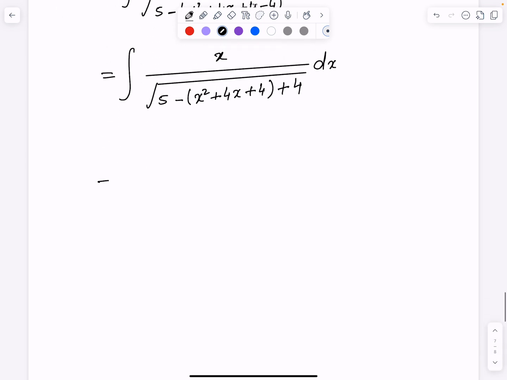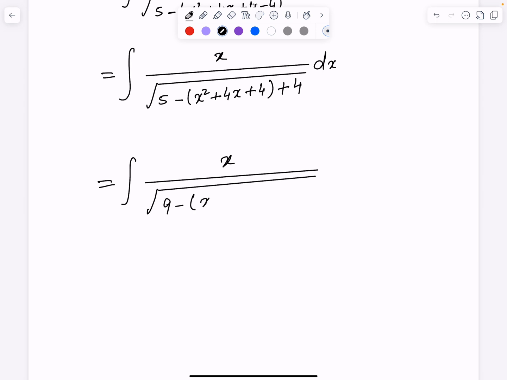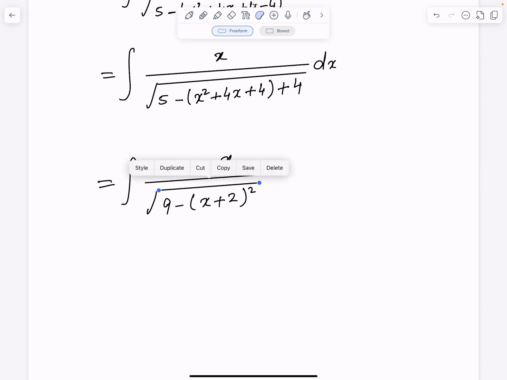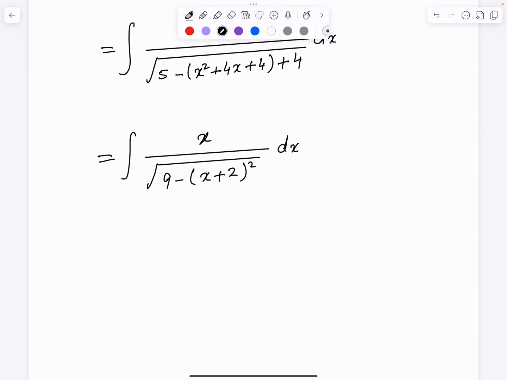So we're going to get the integral of x and then the square root of 9 minus x plus 2 whole squared. So this one is way too long. I'll make it short. So it's this one. And I'll put this in the middle. And there is going to be a dx here. Okay, why we got this? Of course, because this 4 was added to 5 and became 9.